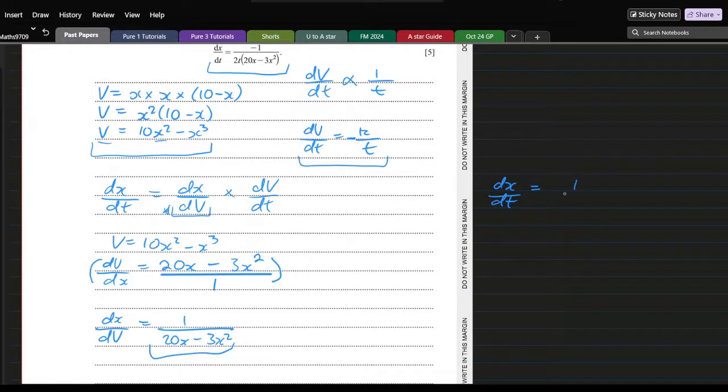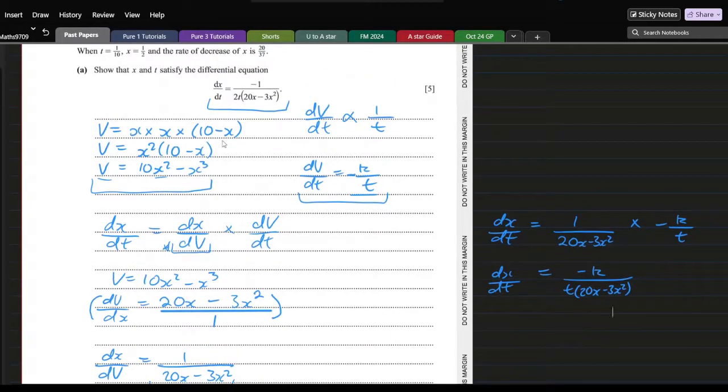That's 1 over 20x minus 3x squared multiplied by our dv dt, which is negative k over t. So dx dt is equal to negative k over t times 20x minus 3x squared. And hopefully you can see that we are approaching that dE that they want us to show. The only difference is that we've got this k. We need to evaluate what k is, right?